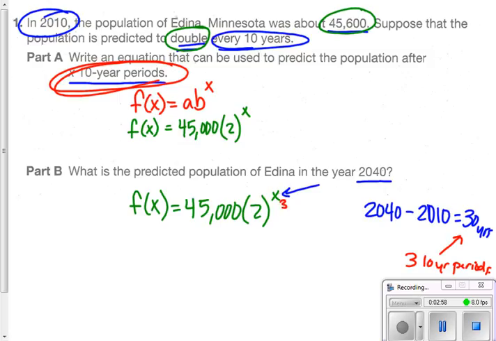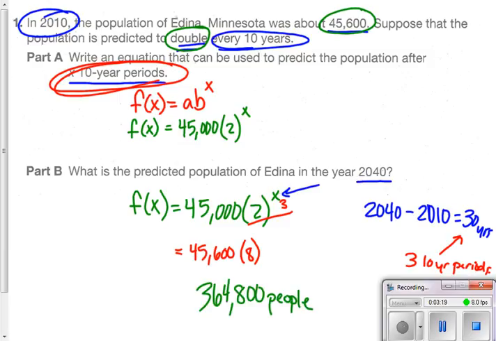Do your order of operations. It says that you need to take care of the exponent first, so we take care of that. We'd have our starting value. I would figure out what is 2 to the third power. 2 to the third power would give me 8. So then I would multiply 45,600 times 8, and I wind up with 364,800 people.